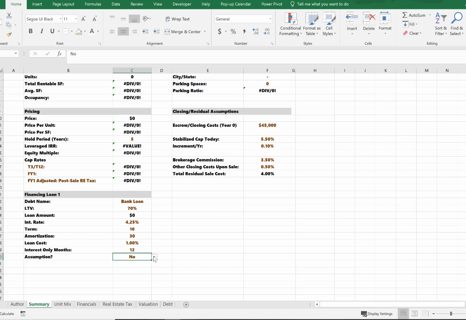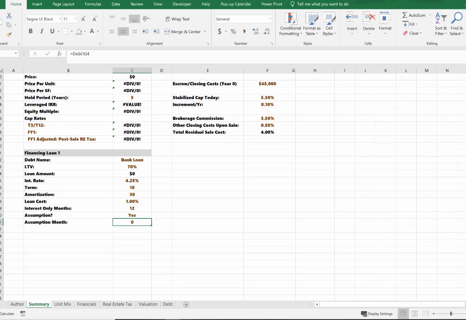If you were assuming a loan, you could click yes here. You type in all the pertinent loan information just like you would with a new loan. You just have to specify which month you're assuming that financing, and then the model would figure out what your monthly cash outflows would be for interest, principal, and the outstanding loan balance as well.